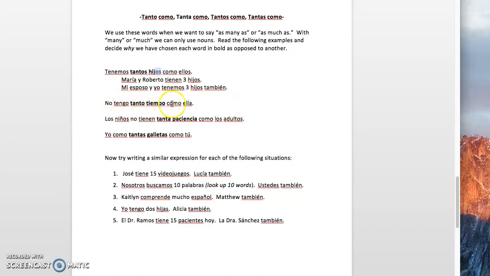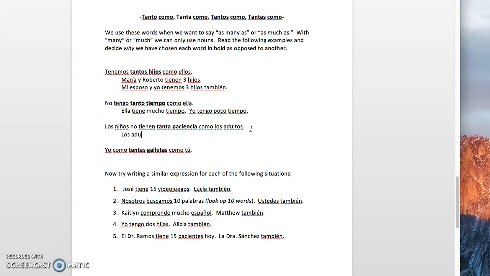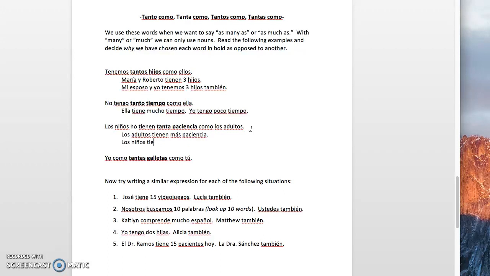No tengo tanto tiempo como ella. Ella tiene mucho tiempo. Yo tengo poco tiempo. Yo no tengo tanto tiempo como ella. Tanto porque es singular y masculino. Los niños no tienen tanta paciencia como los adultos. Los adultos tienen más paciencia. Los niños tienen poca paciencia. Los niños no tienen tanta paciencia porque es singular y femenina.